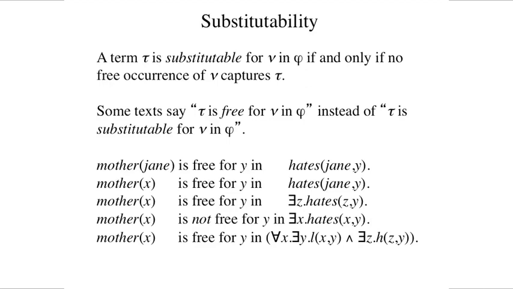The term mother of x is free for y in there exists z hates zy, because it does not contain a variable that is quantified. On the other hand, the term mother of x is not free for y in there exists x hates xy, because there is an occurrence of y in the sentence that lies within the scope of a quantifier of a variable in mother of x. Finally, and this one may be a little tricky, for some of you at any rate, mother of x is free for y in this complex sentence. Although there's a quantifier of x in the sentence, it's okay, because the only free occurrence of y, the only one in which we're going to do the substitution, lies outside the scope of this quantifier.